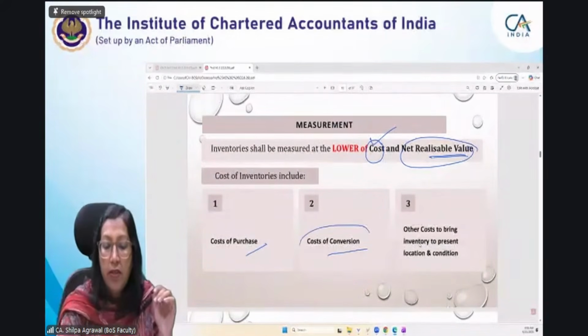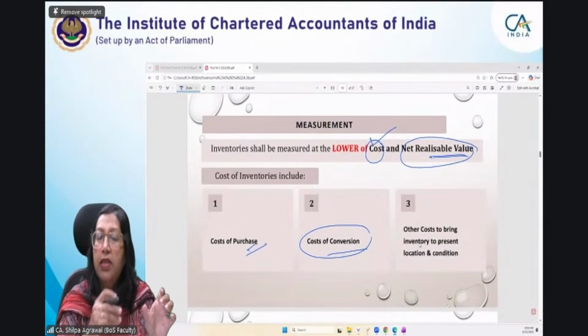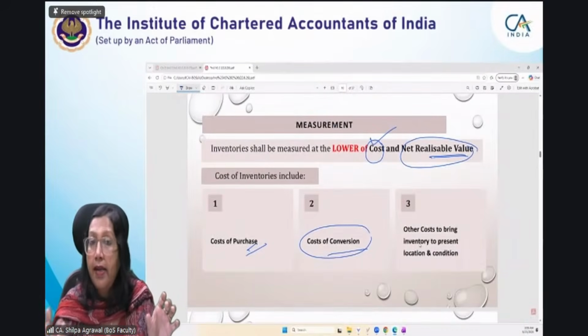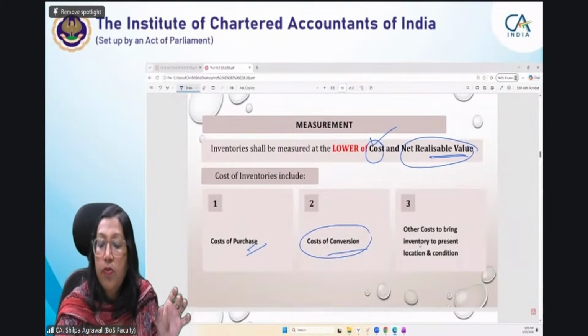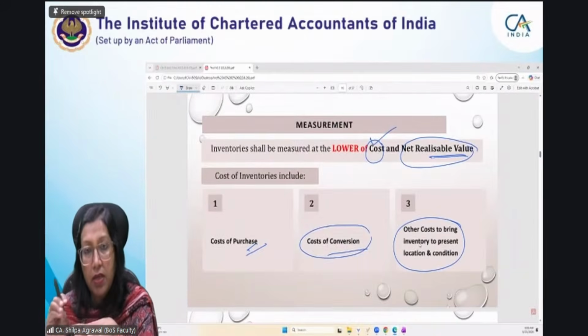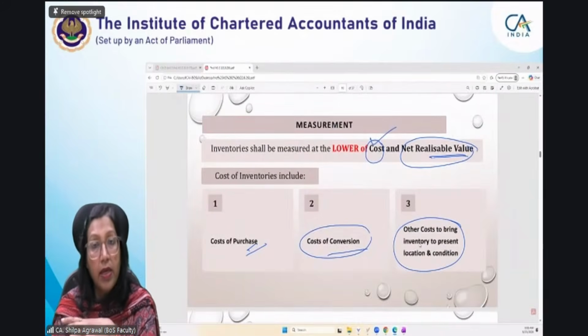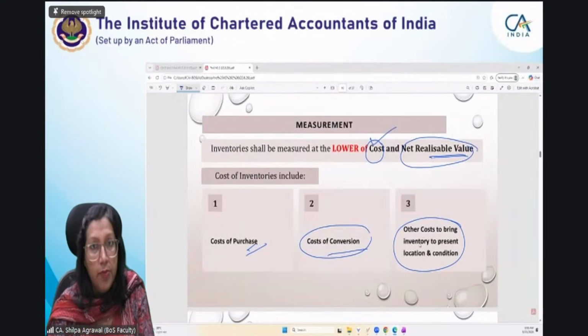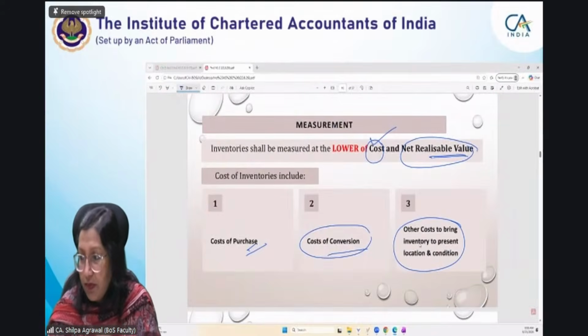So cost of conversion is involved in such situations. Cost of purchase is not just the purchase price directly; it includes other items also. Related direct expenses, we can say directly attributable cost, and other cost to bring inventory to present location and condition. We will discuss what other costs include. It may include some allocated cost also. It doesn't appear to be directly attributable, but it is attributable to a certain percentage. So that forms part of your other cost.